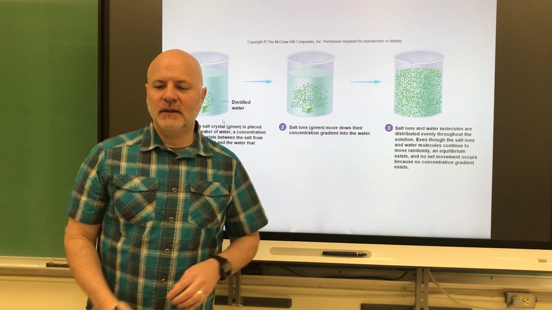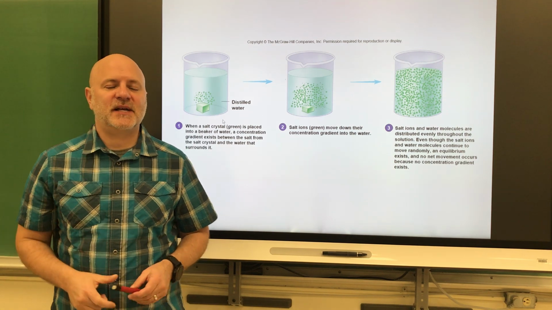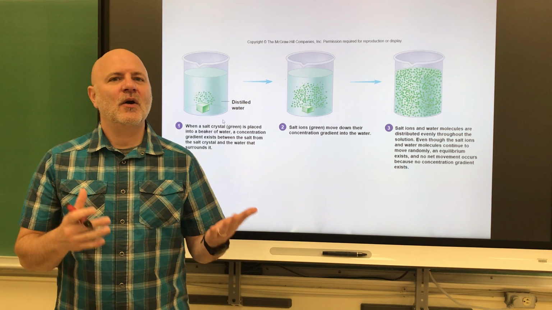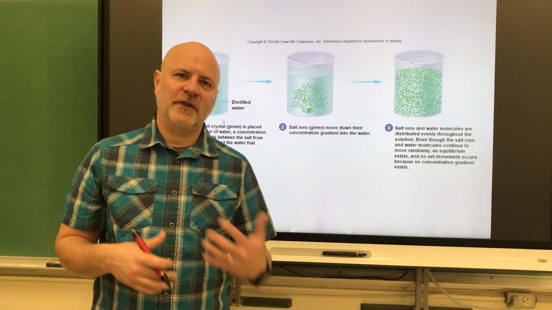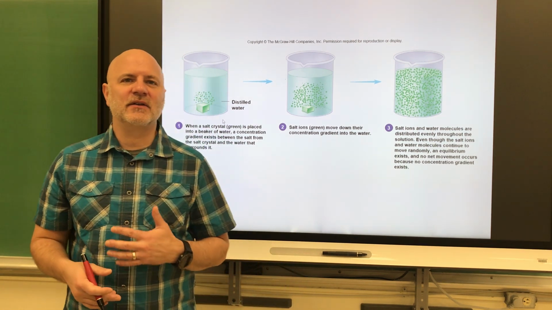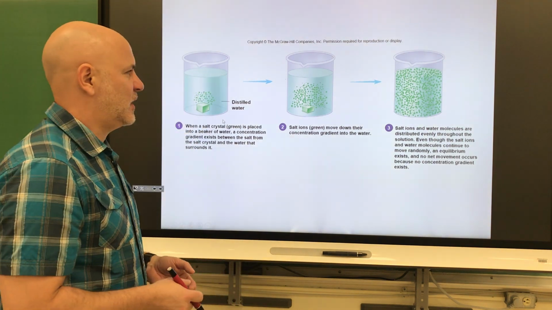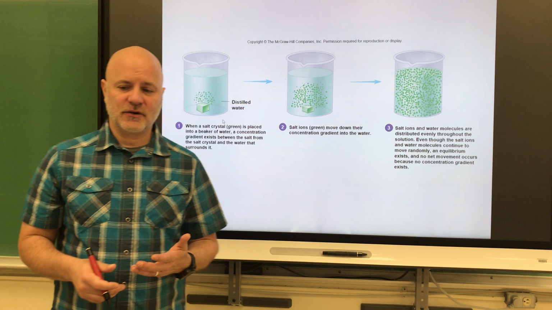All right, so let's look at movement of substances across the plasma membrane. There are two main ways in which we move substances across the membrane. One is using energy and one is without. The first is without, and these are called passive mechanisms: moving substances across the plasma membrane without using energy.